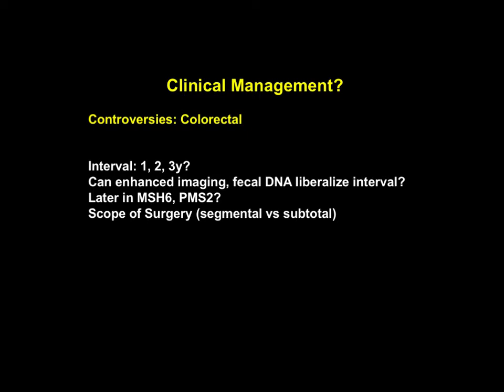We'll just be arbitrary and call it a year and a half. Can enhanced imaging help? Chromoendoscopy when we do colonoscopy, but are there alternatives like fecal DNA testing, conceivably even CT colonography, but that's probably not going to be helpful in HNPCC. Is it appropriate to start clinical surveillance later in MSH6 and PMS2? I think the age of onset distribution curves probably would say that makes sense.